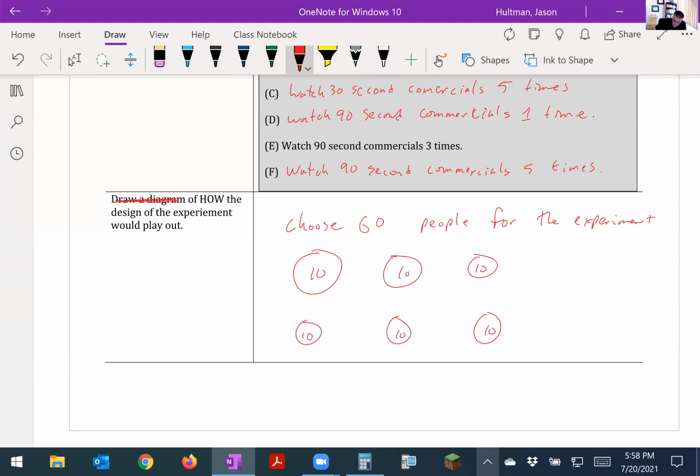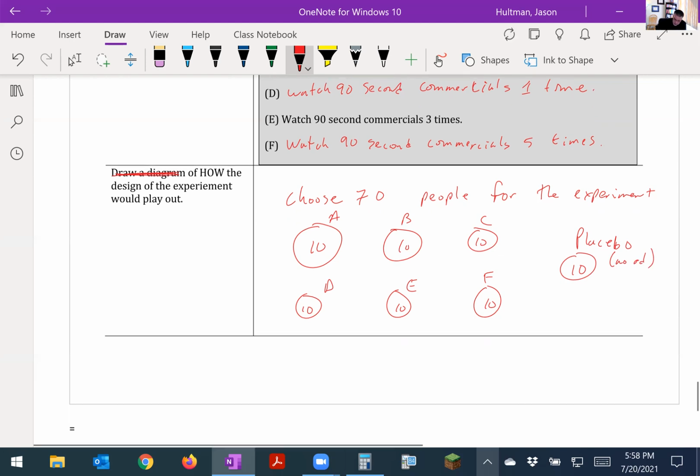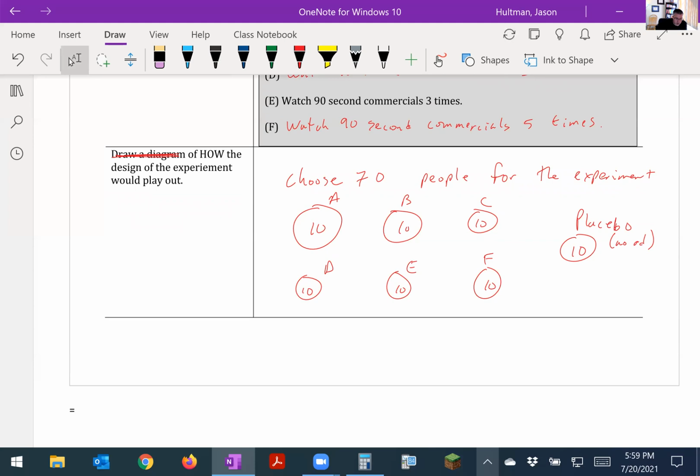However, I really wouldn't want to choose 60 people. I'd want to choose 70 people, because I would want a control group in which nobody watched the ad, and then they were asked about the camera afterwards. So this would be my placebo group. This would be group A, B, C, D, E, and F, and then I would have a placebo group where no ad would be shown. And then I would arrange 10 in each treatment group, and then I would record data for all 70 participants.